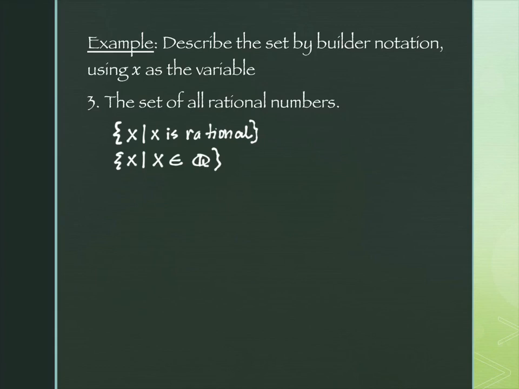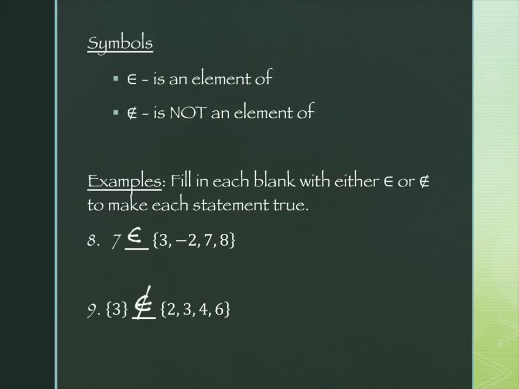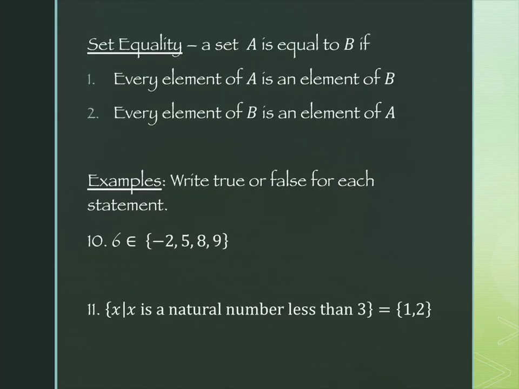Sometimes you'll see multiple choice inside of MyMathLab, so when you see these symbols, I want you to know what they're telling you so that you can pick the right one. Because if it doesn't write it out and it writes it in symbols, you need to know which one it's talking about. All right, last thing in this section, we're going to take a look at set equality. A set A is equal to a set B if, one, every element in A is an element of B, and two, every element of B is an element of A.